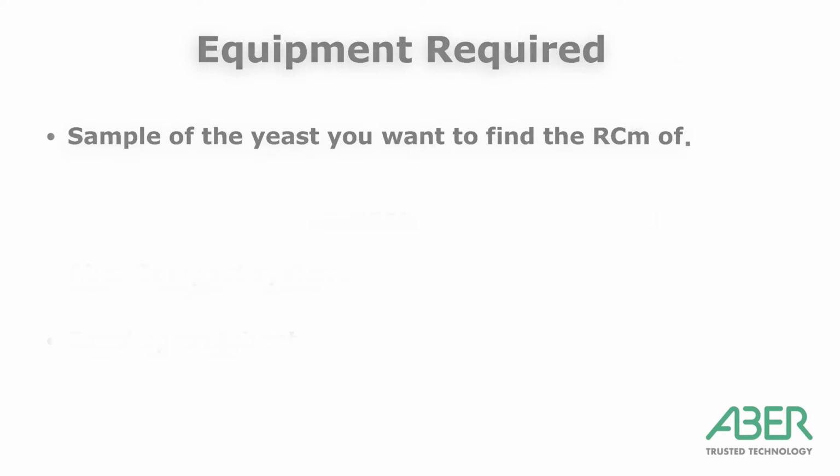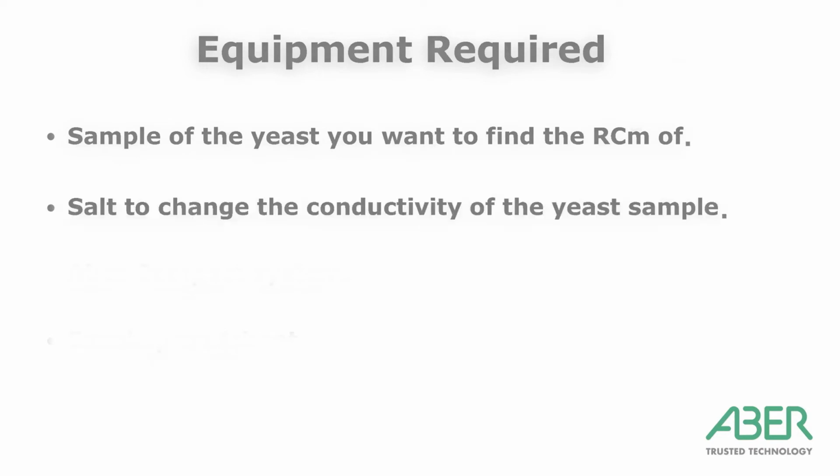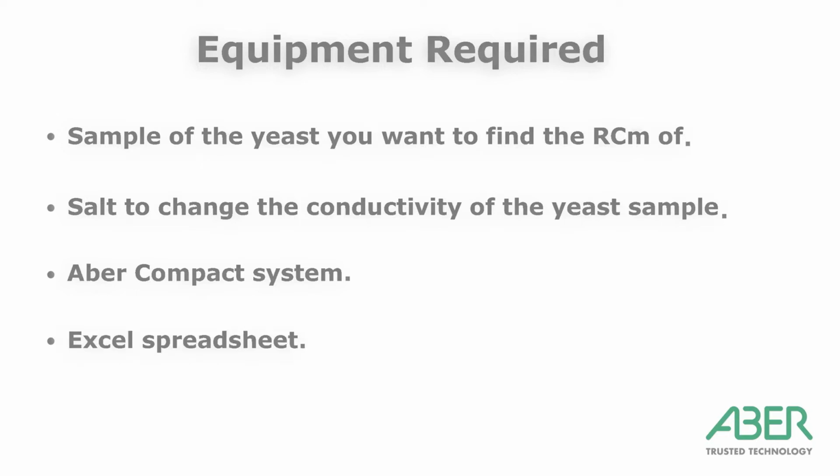We are going to use a sample of the yeast you want to find the RCM of. We're going to use some salt to change the conductivity of the yeast sample. You need your working compact system, as we've talked about before, and we're going to use a computer with an Excel spreadsheet on it. You can type the values you measure into the spreadsheet and use it to calculate the RCM value, which you enter back into the V350 screen. You do not have to use a computer, you can do the calculation on paper just as easily.